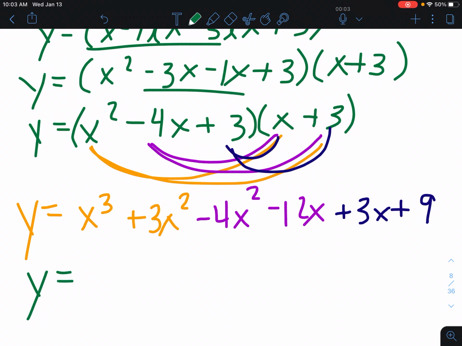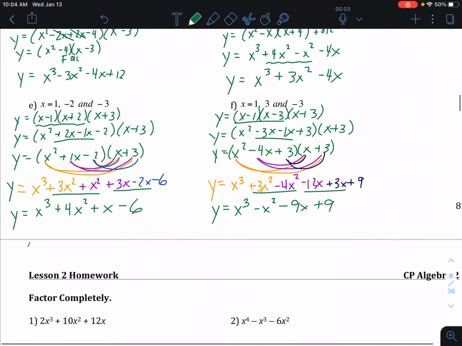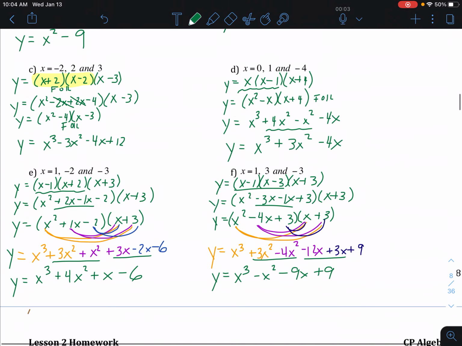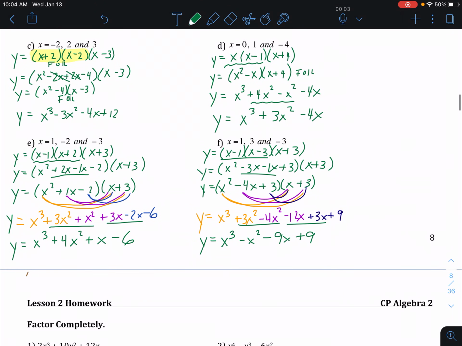Y equals x cubed drops down. Got some x squareds here. They add up to minus 1x squared. Some x's. These add up to negative 9x and bring down your plus 9. And that's it. It's actually really not a difficult section here to learn. Just remember, when they give you the zeros and your goal is to write a polynomial, you are putting them in as opposites. If they give you a 0, such as x equals 0, that's just a simple x. And it's just a bunch of multiplying and combining like terms. Pretty easy stuff. All right, when you're ready, move on to the homework.